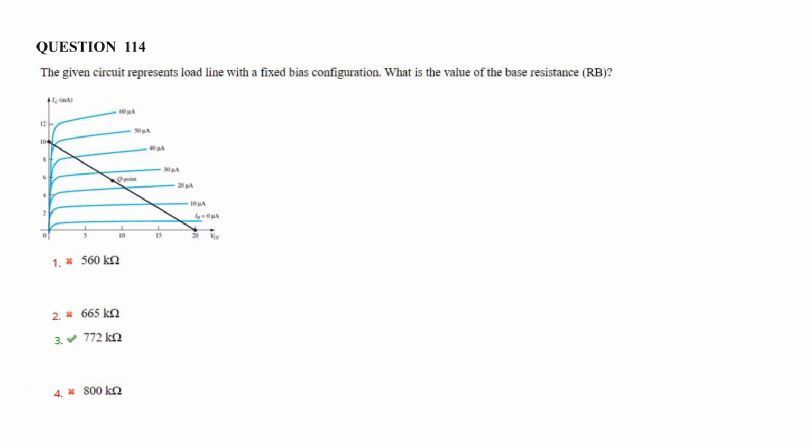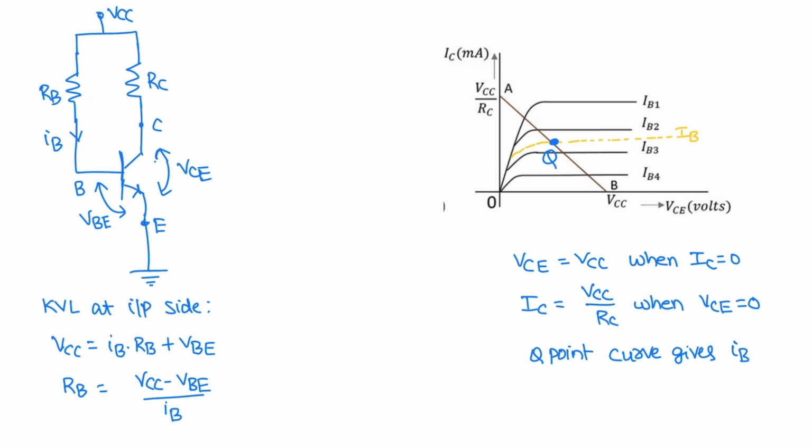Next question. The given circuit represents a DC load line with fixed bias configuration. This is a fixed bias circuit. Let us apply KVL at the input side. VCC is equal to IB RB plus VBE. From this, the base resistance RB is equal to VCC minus VBE by IB.